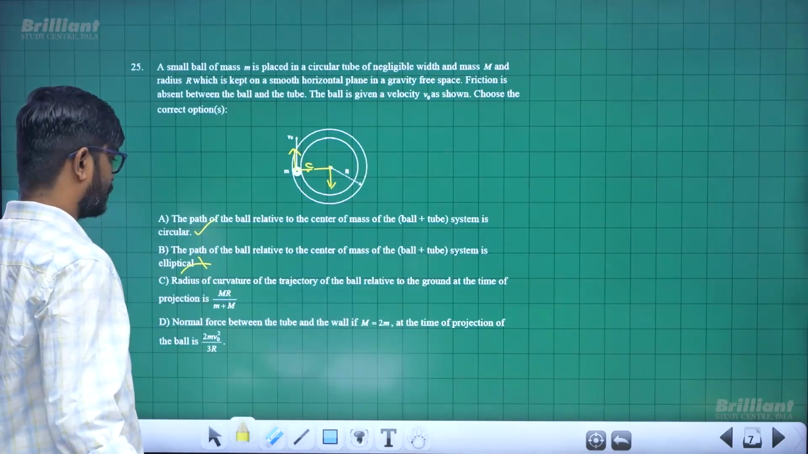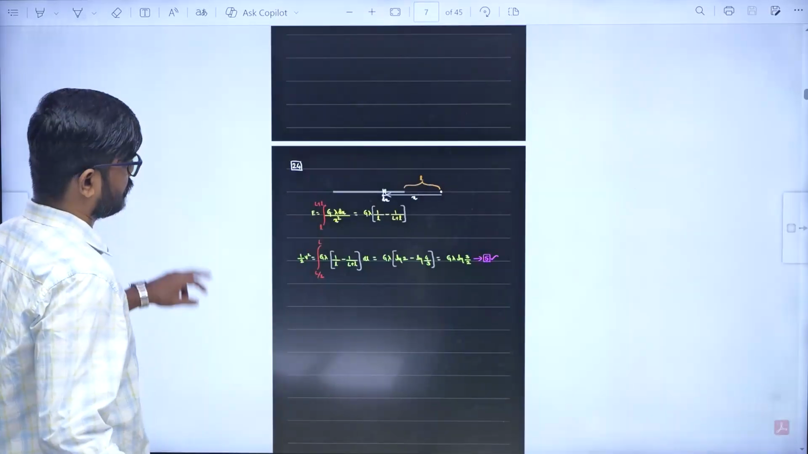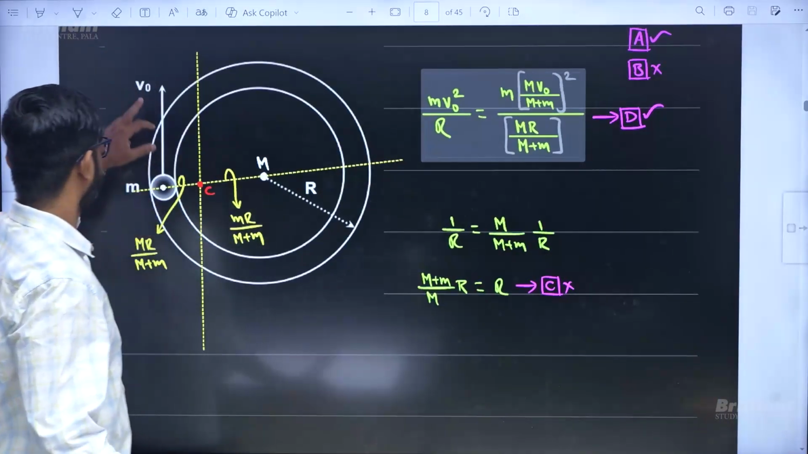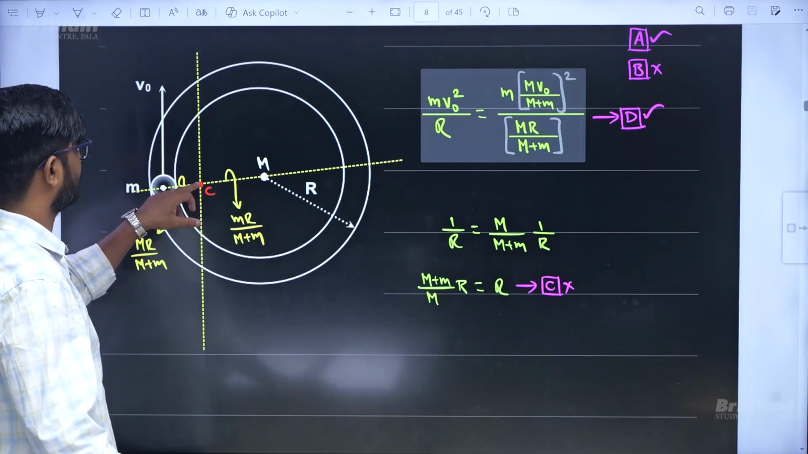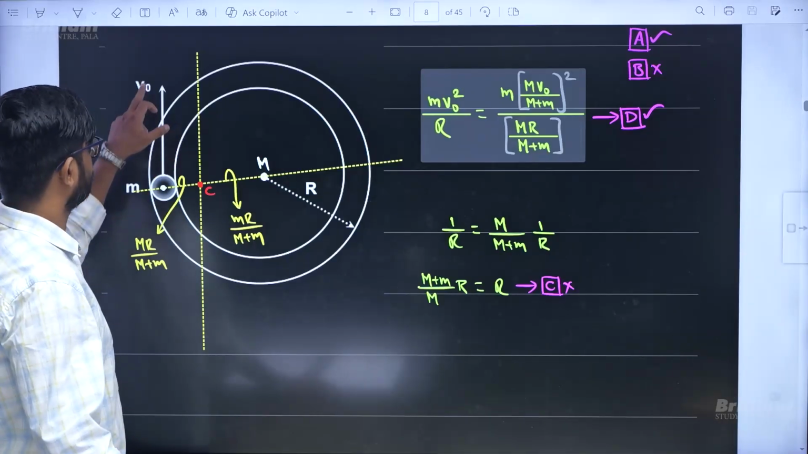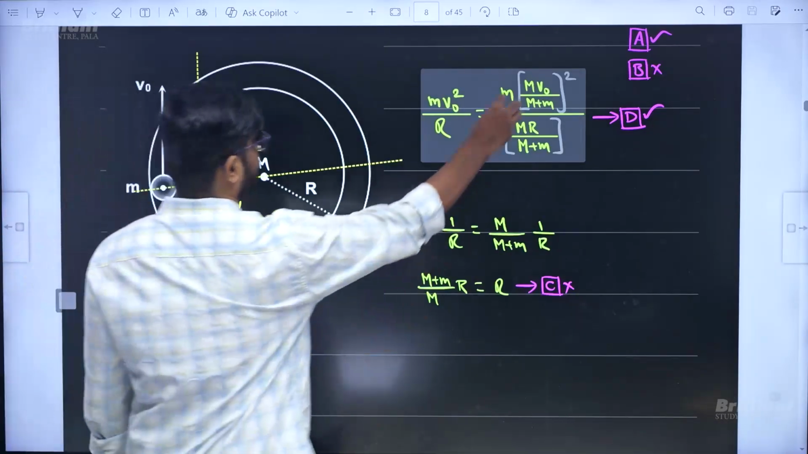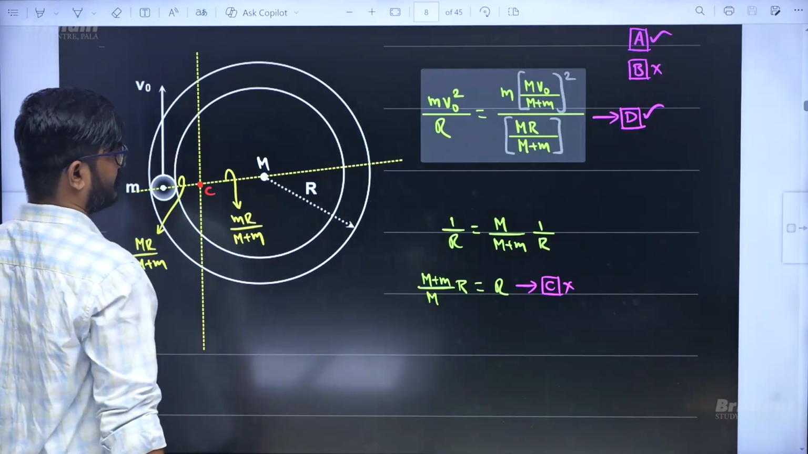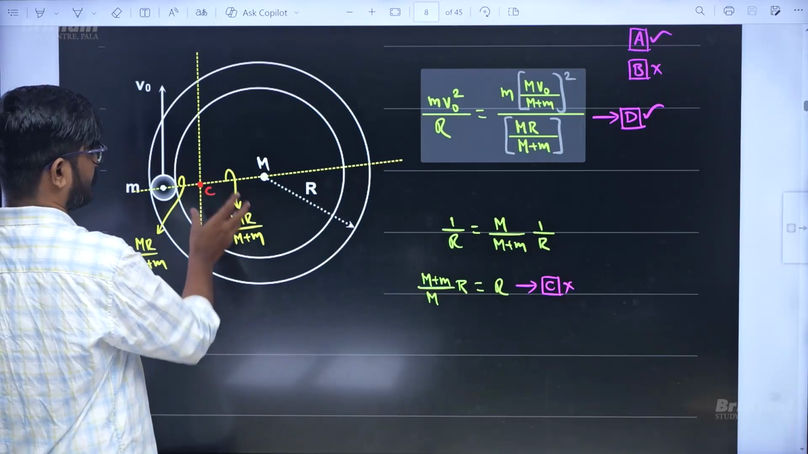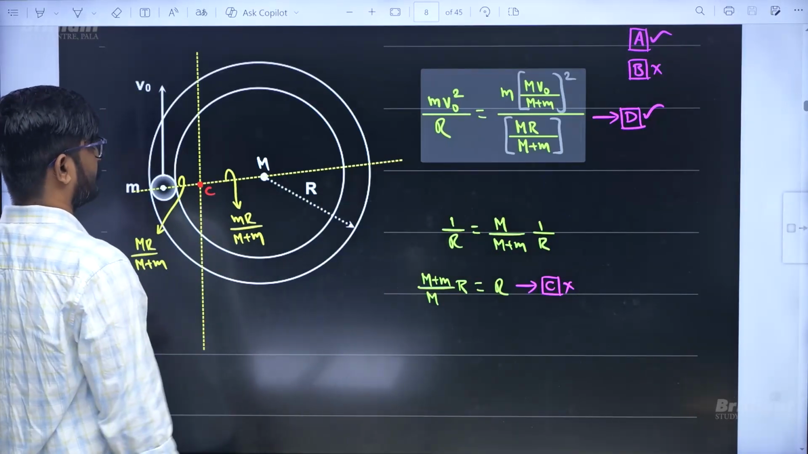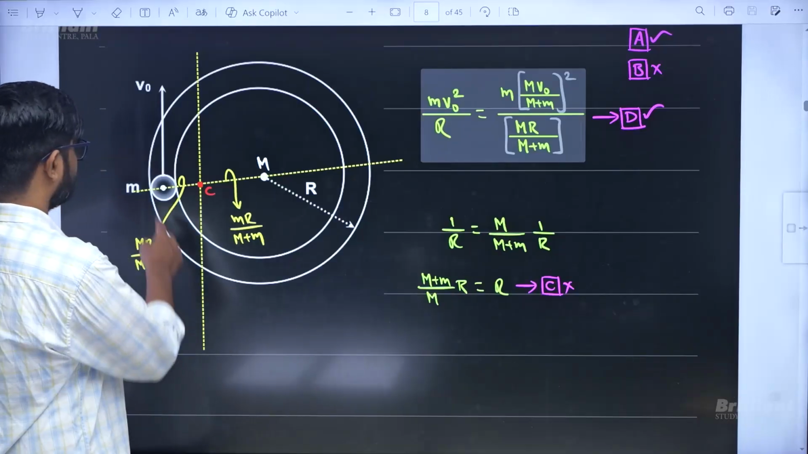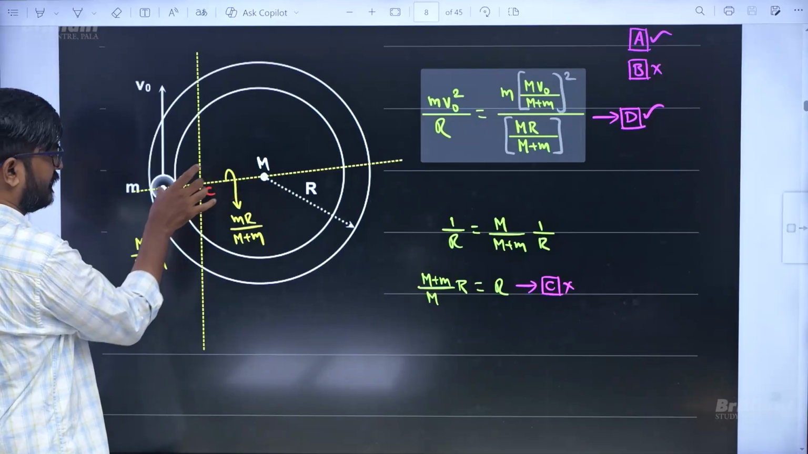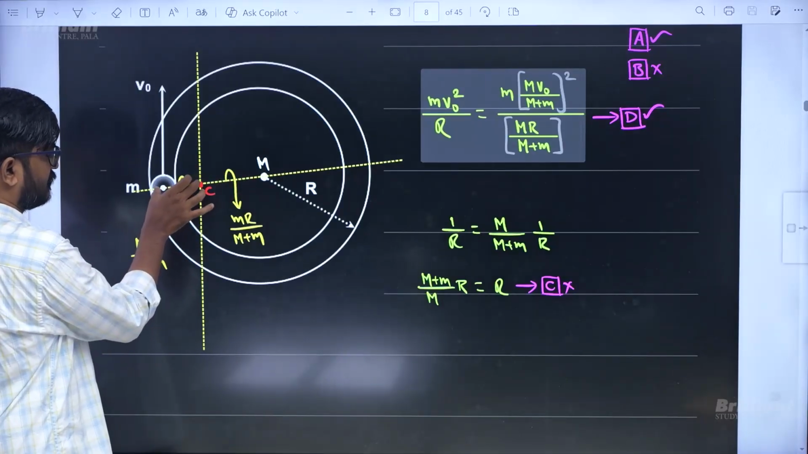Then if you want to find the radius of curvature relative to the ground, the center of mass frame is also not accelerating. Center of mass frame is moving with a constant velocity mv0 by M plus m. Now if I observe from the center of mass frame, this velocity is going to be v0 minus the velocity of center of mass, and this velocity is going to be small m into v0 by capital M plus small m. Anyway, the center of mass frame is moving with constant velocity, so acceleration in the ground frame and center of mass frame should be the same. So in the center of mass frame, this is going to perform circular motion of radius capital M into r by capital M plus small m.